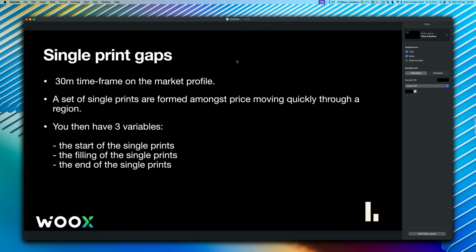So single prints, and I'll be going over Exocharts and all these different tools. They won't be just stuck on this keynote as well. So yeah, single print gaps. Generally, I'm looking at this through the 30-minute time frame on the market profile. A set of single prints are formed when price moves quickly through a region. You then have three variables.